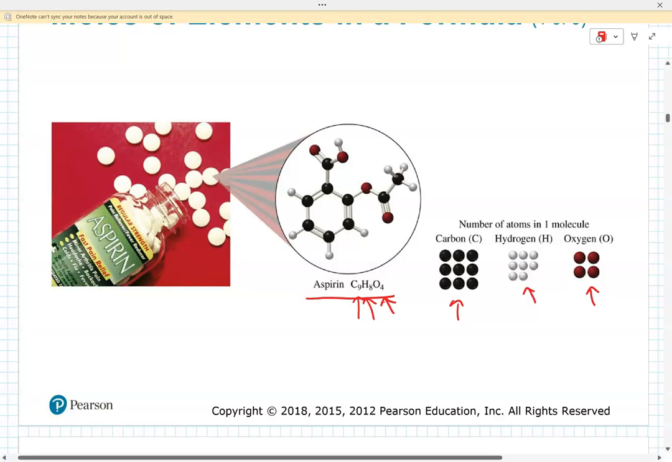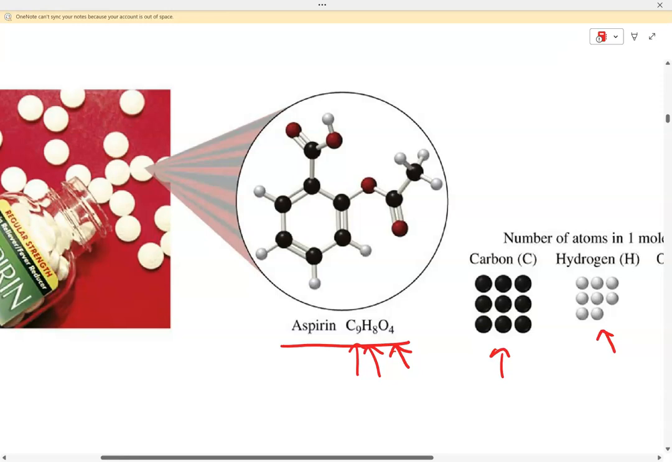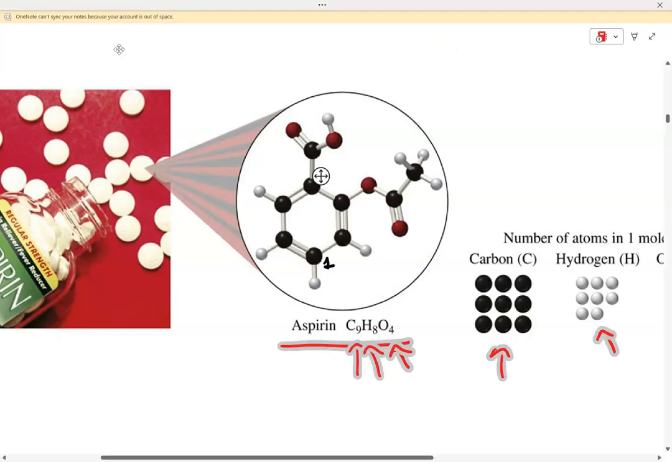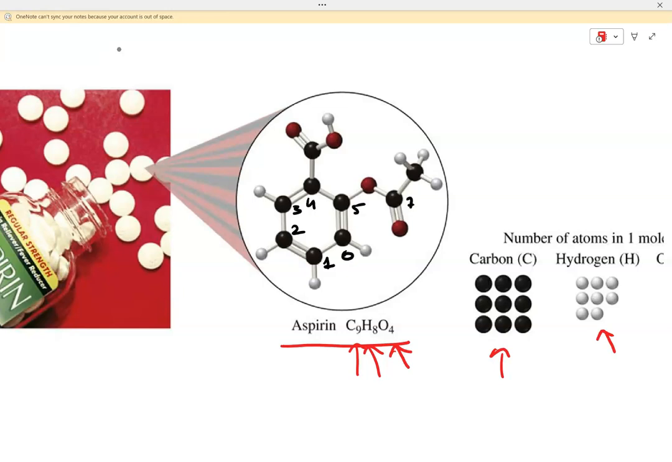So in order to demonstrate it to you, you see that big molecule in the center? This is a molecule of aspirin. Every black circle is carbon. Every white circle is hydrogen. And every red circle is oxygen. I want you to help me count black circles. 4, 5, 6, 7, 8, 9. Okay? All good?